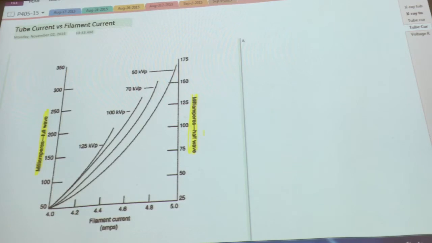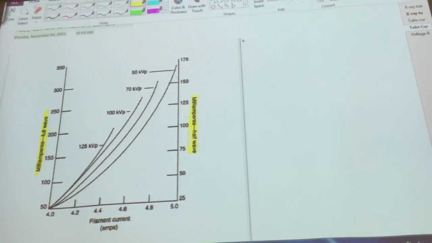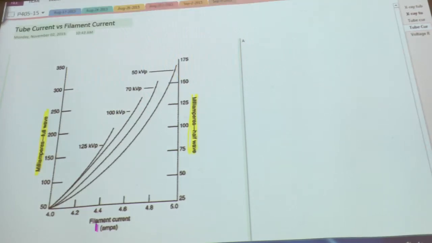Horizontal axis, we've got the filament current. And one of the things to note right away is the huge difference in just the units. These are in amps, and these are in milliamps. So the tube current is tiny, but the filament current is big.